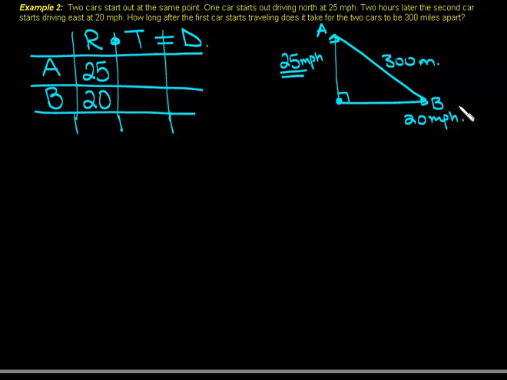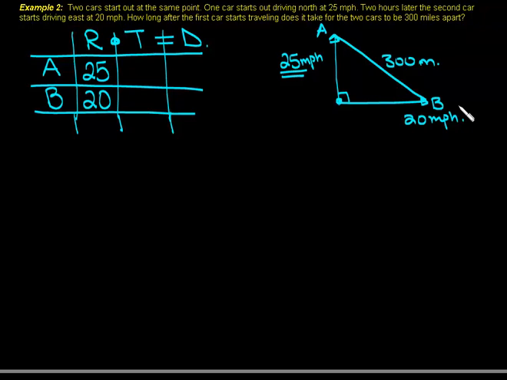So let's take a minute and think about it. If car A was already driving for 10 hours, then car B was only driving for 8 hours. If car A was driving for 15 hours, car B was only driving for 13 hours, because it started 2 hours later, so it was in motion for 2 less hours.